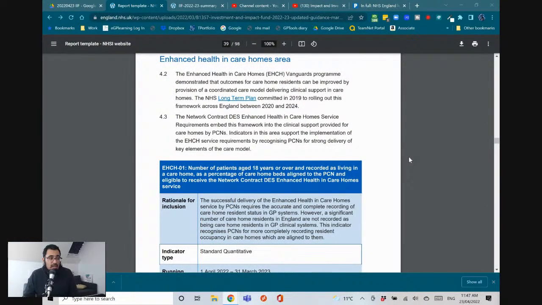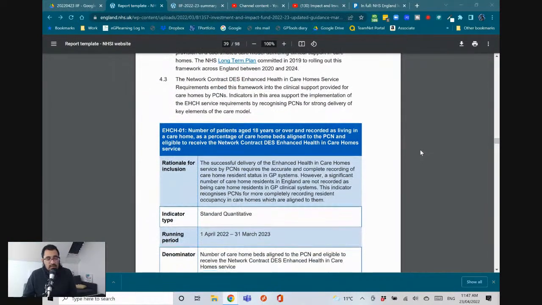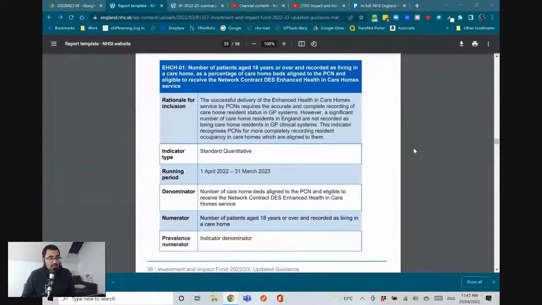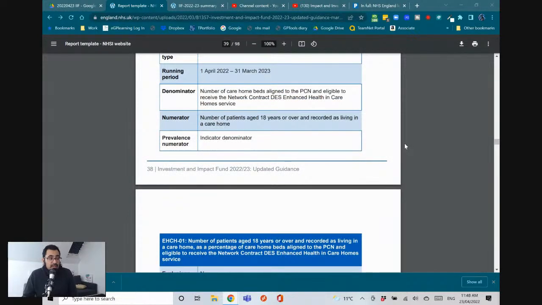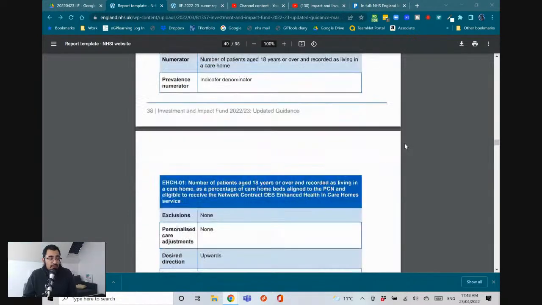EHCH01, number of patients aged 18 or over who are recorded as living in a care home. There's a percentage of care home beds aligned to the PCN and eligible to receive the network contract DES service, basically. It's a bit of a tongue twister, that one, apologies. Standard quantitative for this financial year. Denominator: number of care home beds aligned to the PCN and eligible to receive the network DES contract enhanced service. So you should hopefully be aware of that. And the numerator is number of patients 18 or over recorded as living in a care home.